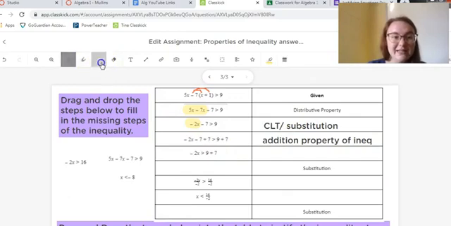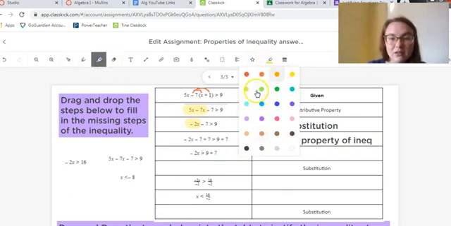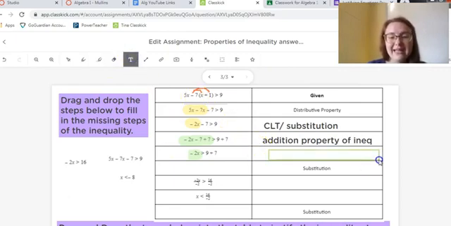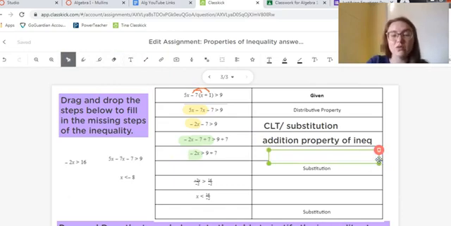So I just want to look at it and see, well, what looks different? Here, if I look on my left-hand side, I had -7 plus 7, but now I'm only left with that -2x. So what happened is that my 7's canceled out. Anytime something cancels, that's an inverse. Additive inverse.